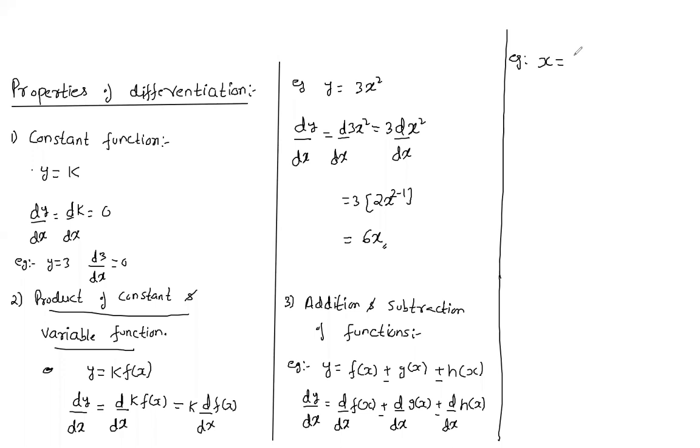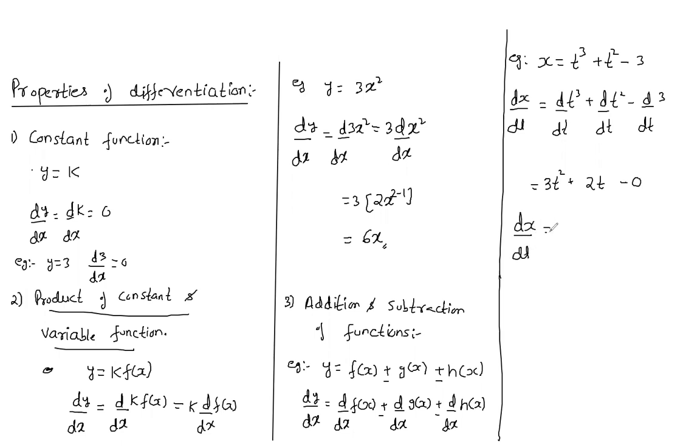For example, say you have x equal to t cube plus t square minus 3. You are differentiating x with respect to t, that's dx over dt. Differentiate every function separately: d over dt of t cube, d over dt of t square and d over dt of 3. So Fazil, what's the derivative of t cube? 3t square. What's t square? 2t. And 3? 0. So here dx over dt is 3t square plus 2t, and I can call this velocity. Noor, is it clear?